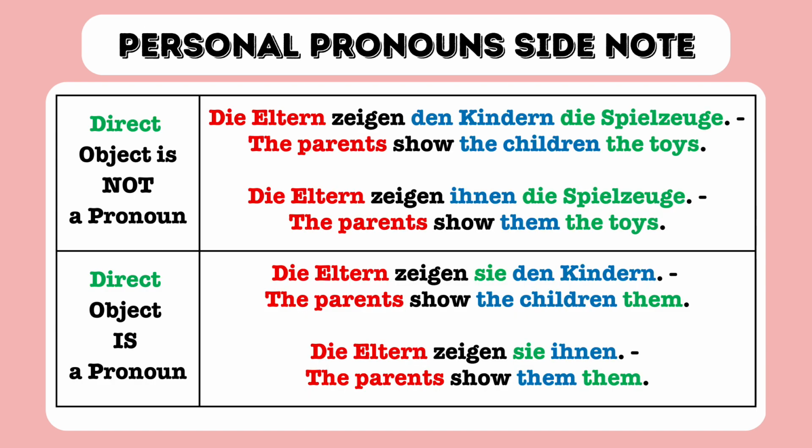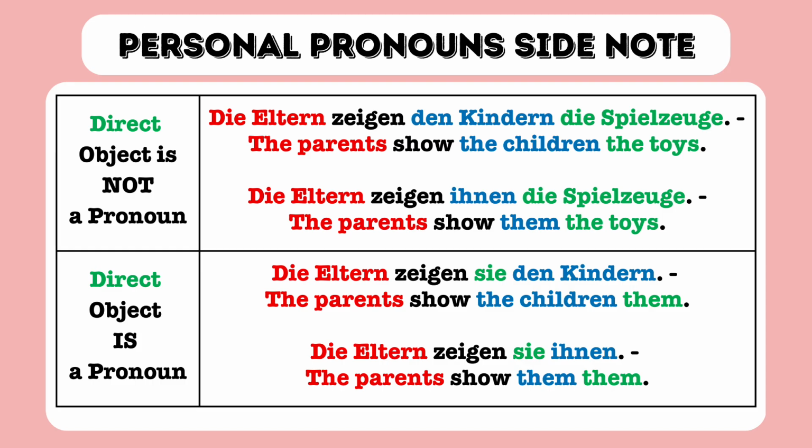In the first two examples, the direct object is not a pronoun, which means the indirect object goes first, meaning that the dative one is before the accusative one. Die Eltern zeigen den Kindern die Spielzeuge. The parents show the children the toys. This is the same example I gave earlier. Die Eltern zeigen ihnen die Spielzeuge. Again, we have the ihnen, which is the them. This is used as the indirect object, and it is the dative thing that goes before the accusative one.